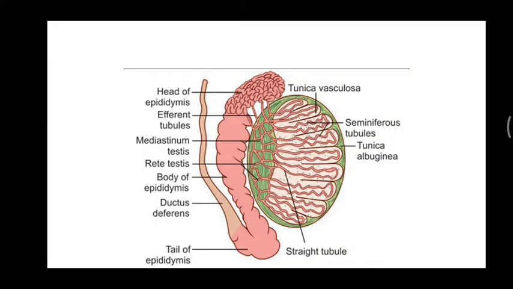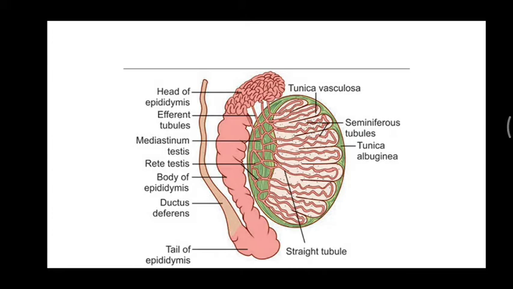We are going to see the general structure of the testis. The testis lies within a double-layered serous sac called the tunica vaginalis, which is not shown in this figure. Deeper to that, the outermost layer of the organ is formed by a dense fibrous membrane called tunica albuginea, which is shown in green color in this diagram.